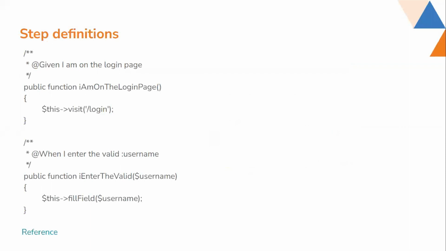As you can see, given I'm on the login page, this has been pulled from the Gherkin language, and we are defining what exactly this step does. As you can see, the public function I'm on the login page does a visit to login. This function is used to visit the login page, and it can be reused in the future as well. Now we'll see a small reference as to how the step definitions are generated so easily with Behat.